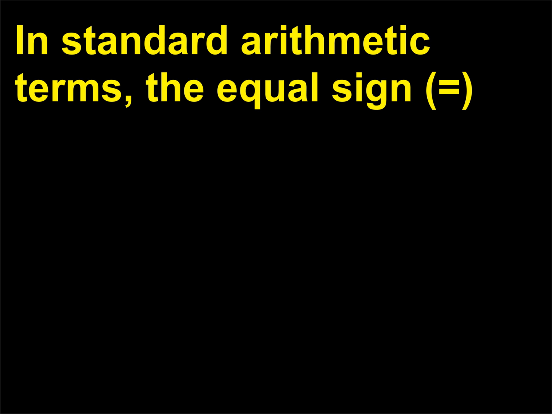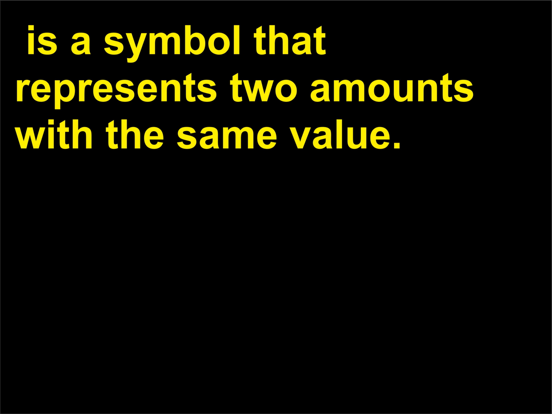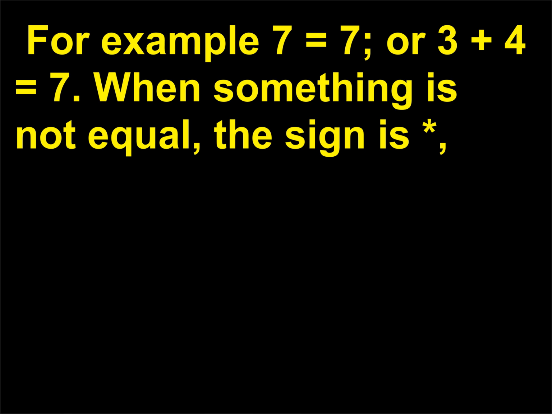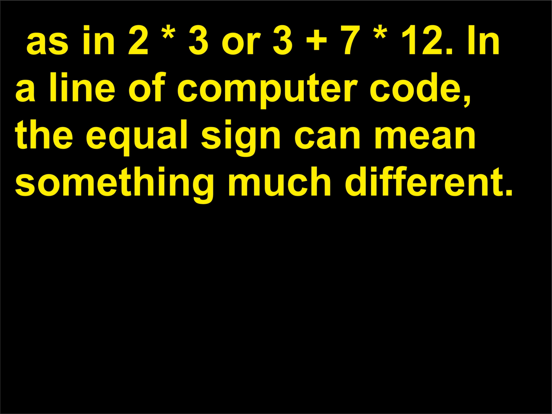In standard arithmetic terms, the equal sign, =, is a symbol that represents two amounts with the same value. For example, 7 = 7, or 3 + 4 = 7. When something is not equal, the sign is ≠, as in 2 ≠ 3 or 3 + 7 ≠ 12.